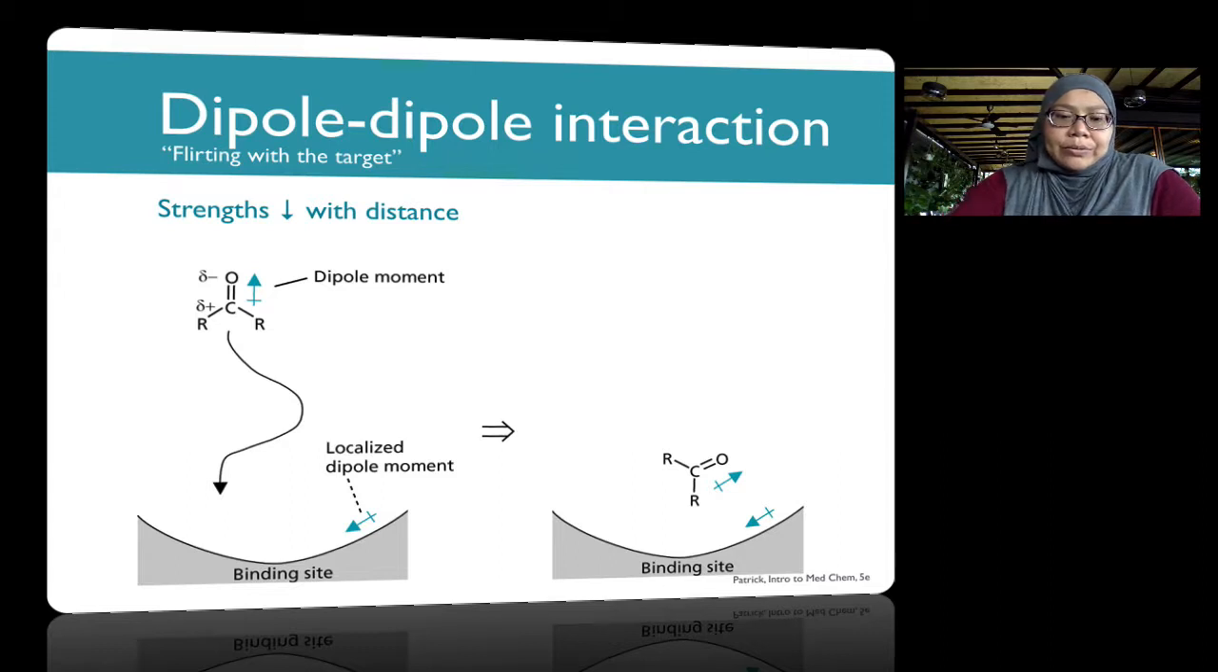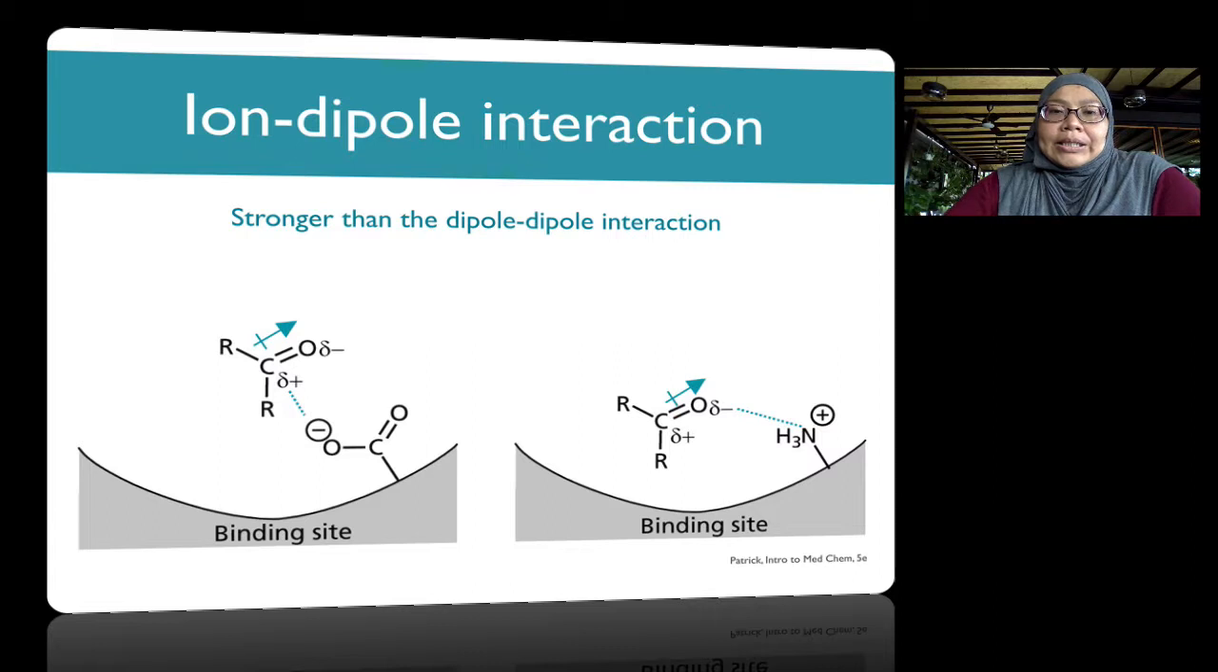If a drug is approaching a binding site, an active site for example, and the binding site has a localized dipole moment, the carbonyl group of the drug can orientate itself so that the positive charge will interact with the negative charge, and the negative dipole can interact with the positive dipole on the binding site. Similarly, this goes for a carboxylate and a carbonyl.